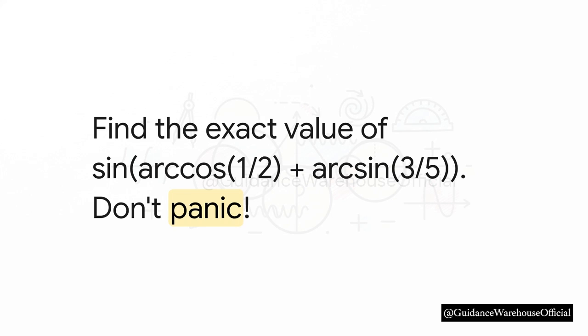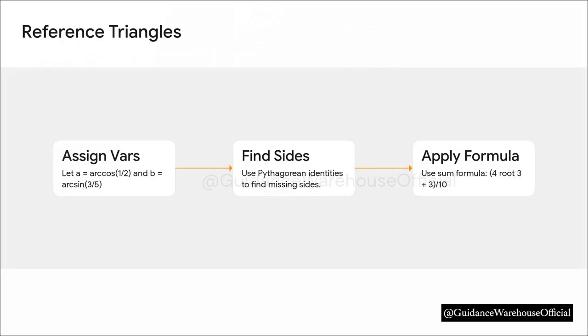Okay, if your brain is screaming at you to panic right now, take a deep breath. Yes, it looks like a monster, but look closely at the underlying structure. It maps perfectly onto our sine of alpha plus beta pattern. We just have to figure out what alpha and beta actually are. This is honestly brilliant because it shows how everything in trigonometry connects.